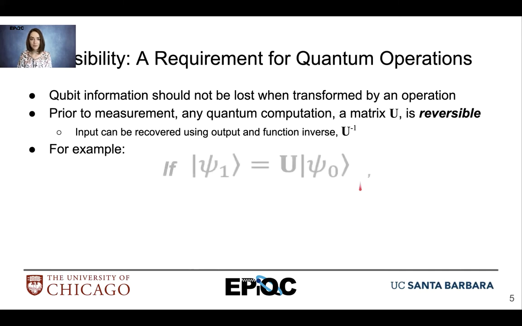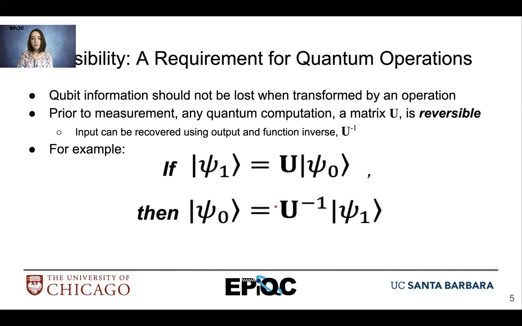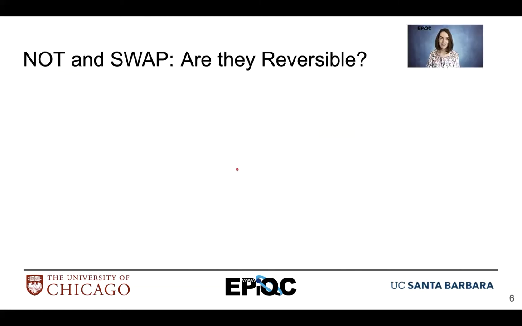For example, if we have an initial quantum state of psi 0, that's transformed by an operation U, so that's just an arbitrary operation, and we get a resulting state, psi 1, we can recover our original input by taking psi 1 and multiplying it by the inverse operation. Let's look at a couple gates to see if they're reversible.